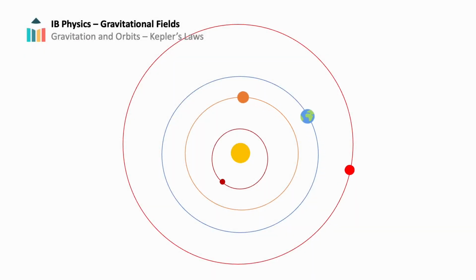Today, we're going to embark on an exciting journey through the cosmos as we delve into the laws that govern the motion of celestial bodies. Welcome to Gravitation and Orbits, Kepler's Laws. Kepler's first law, also known as the law of ellipses, states that the orbit of a planet is an ellipse with the star at one of the two foci.